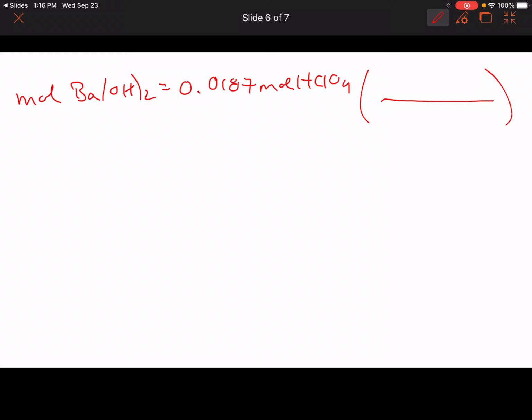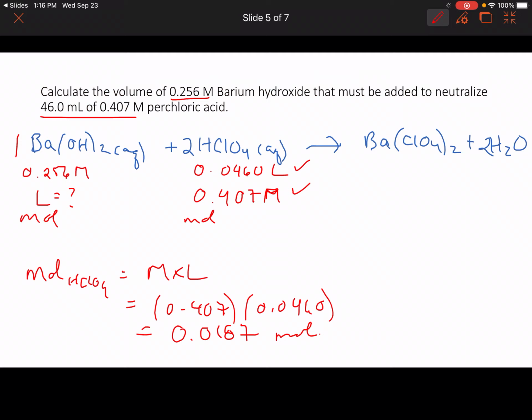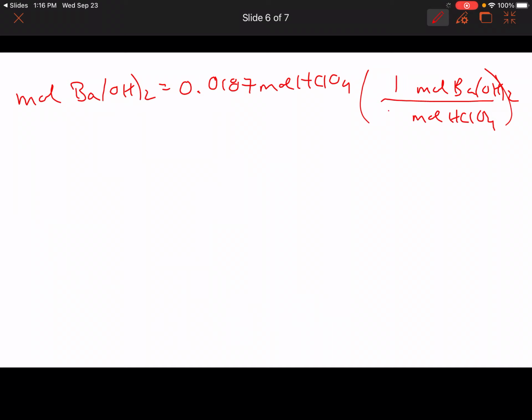and now moles of the perchloric acid goes on the bottom, moles of the barium hydroxide goes on the top, and then I need to look at the mole ratio between them. The mole ratio between them is 1 for the barium hydroxide, 2 for the perchloric acid. So 1/2. So I'm going to divide that number by 2, and I get 0.00935 moles of barium hydroxide.